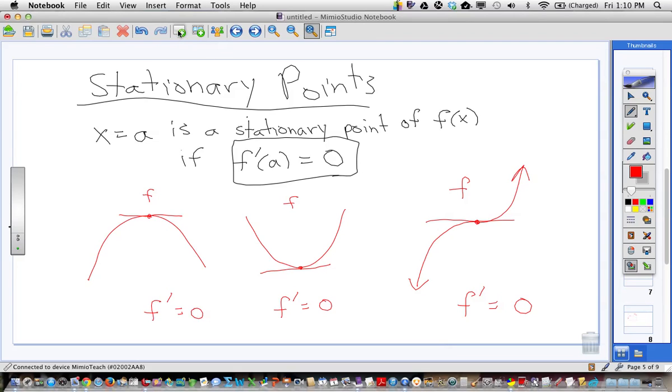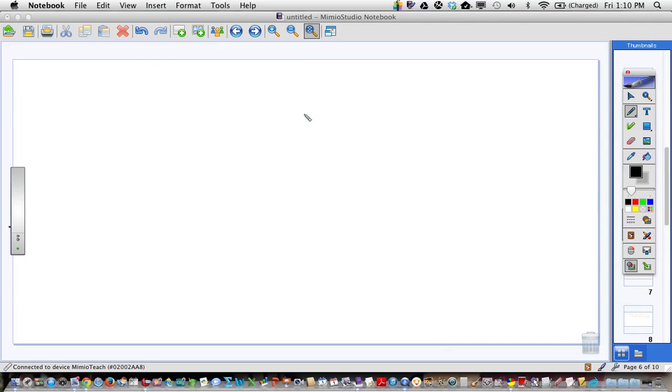All right, let's got one more definition here, and then we're going to do this calculator activity. All right, critical point.